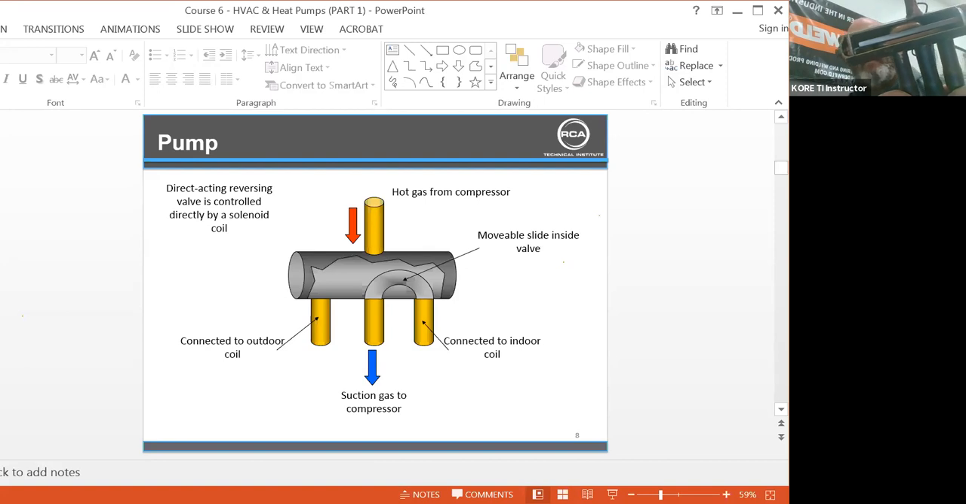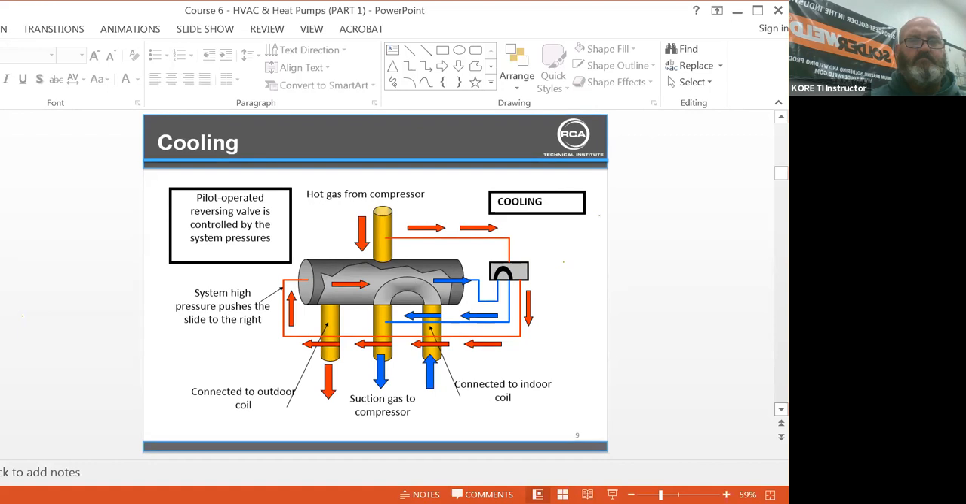So that's what the inside of a reversing valve looks like. In cooling, the pilot operated reversing valve is controlled by the system pressure. You see right here, the system high pressure pushes the slide to the right. Here you have the connection to the outdoor coil. Here's your suction to the compressor. This is connected to the indoor coil. This is in the cooling mode, just like what we saw a second ago.